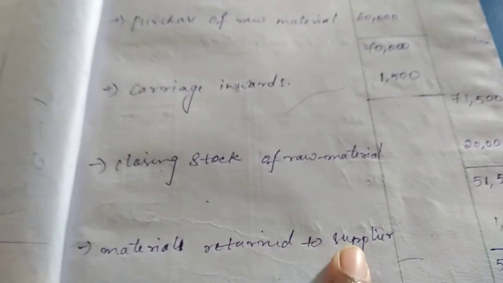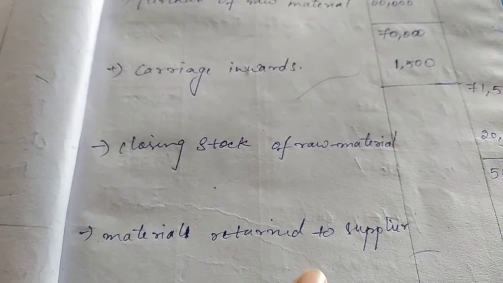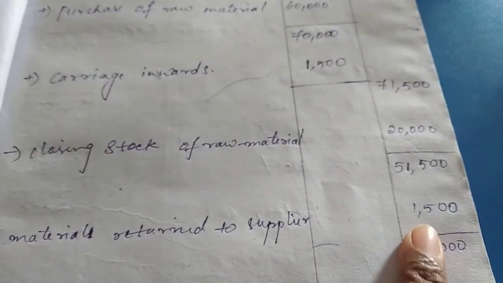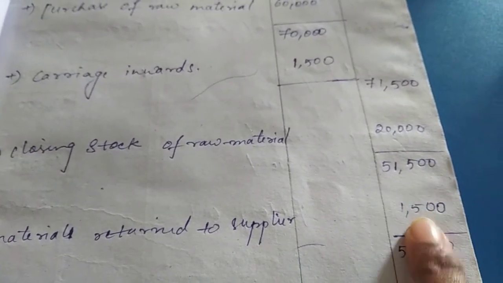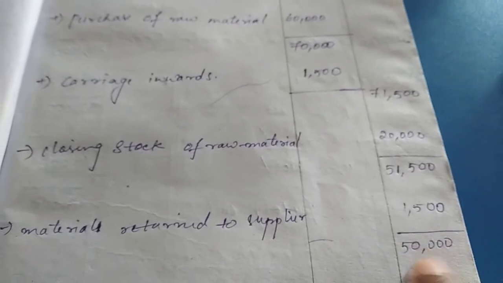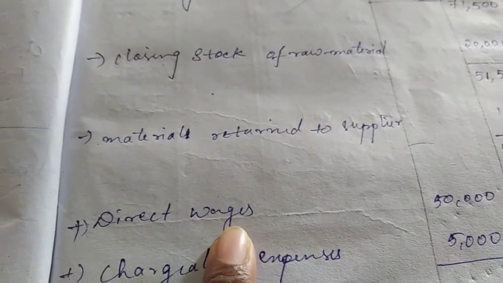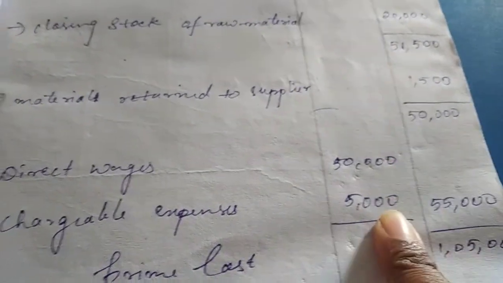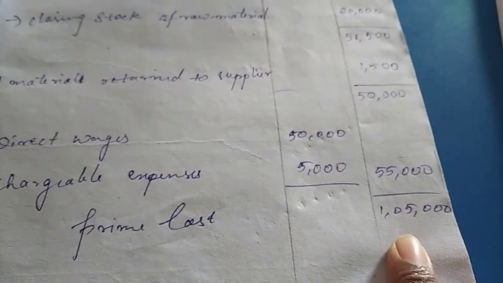Again, minus materials returned to supplier. This point he has given in the question. If any material is damaged, or if extra material is there, that material is returned to the supplier. How much material is returned to the supplier? 1,500. That 1,500 should be deducted, and you will get 50,000. Next, add direct wages 50,000 and chargeable expenses 5,000. Add both, 50,000 plus 5,000, 55,000. Now the prime cost is 1,05,000.